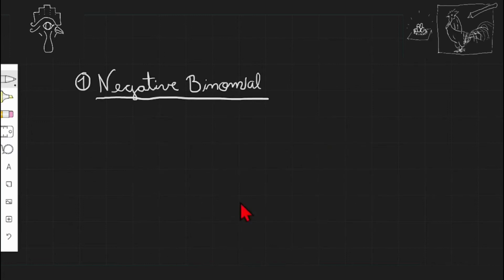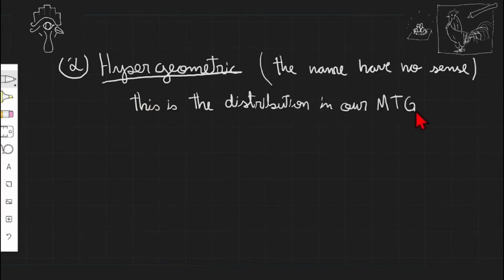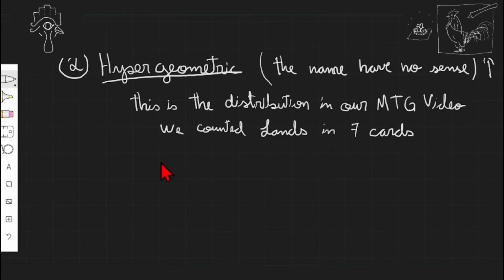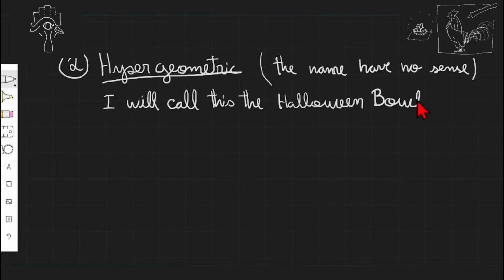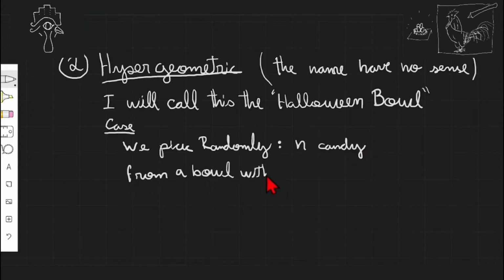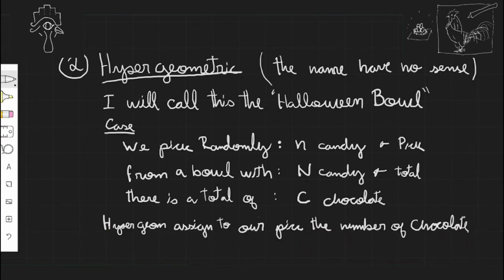Let's go now to the second subject, the very weirdly named hypergeometric distribution. This is the distribution that described the exercise in our MTG video here. But we will explain it in this video using a bowl of candy. This is the case. We pick small n candy from a bowl that contains big N candy. There is a total of C chocolate in the bowl. The hypergeometric distribution counts the number of chocolate that we can pick.